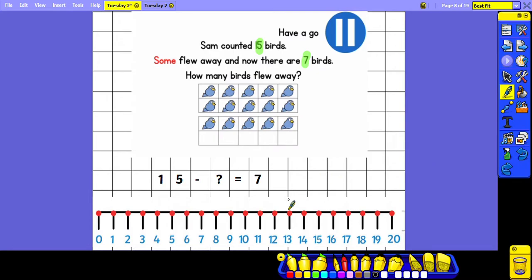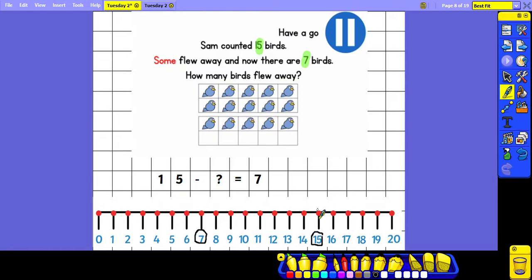I'm now going to go through the answer. If I'm finding the difference between 15 and 7, I need to find 15 on the number line and I need to find 7. And then I need to count how many jumps there are between the two numbers.